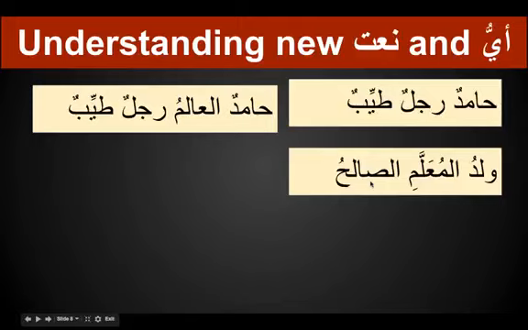As-salihu has a dhamma, so it represents waladu. This naat is for waladu. Salih means righteous, the righteous boy of the teacher. So the naat and man'ud have to be translated first, and then the mudaf ilayhi.